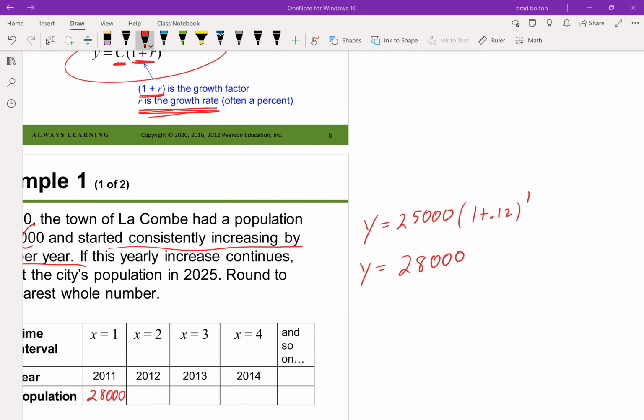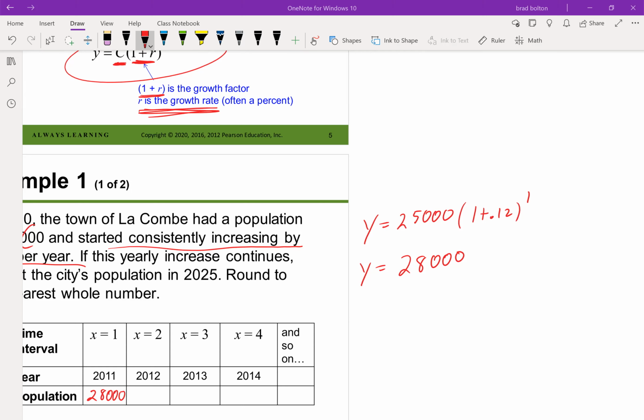Now let's go to y equals. I've already entered the formula, 25,000 times 1 plus 0.12. You could change the 1 plus 0.12 to just 1.12 if you want, but I just left it like that so you could see it similar to the formula, to the power of x. When I graph this, many of you might not actually see it.